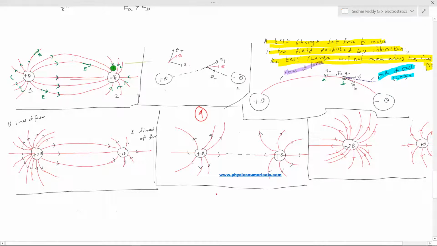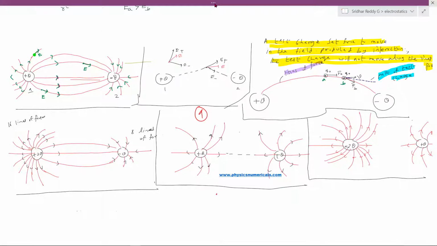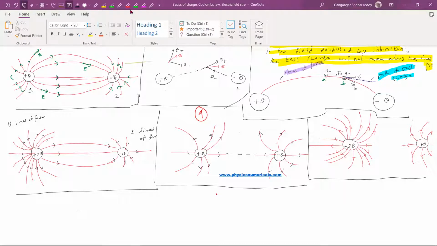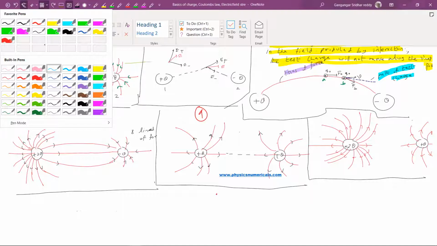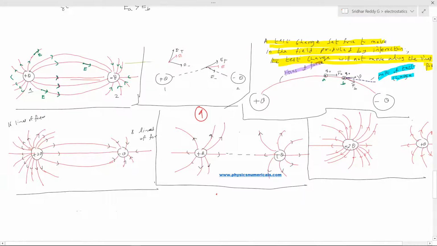Sir, why is the direction like this? Okay, let's assume that one. What about the field at this point? Let me go for the smaller one. The field at this point due to the positive charge will be like this.